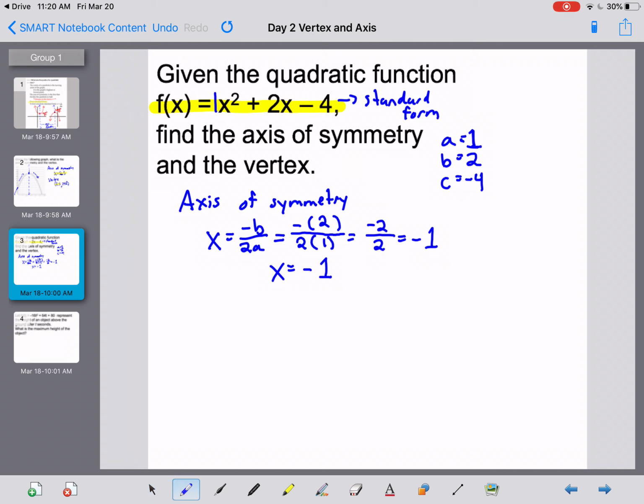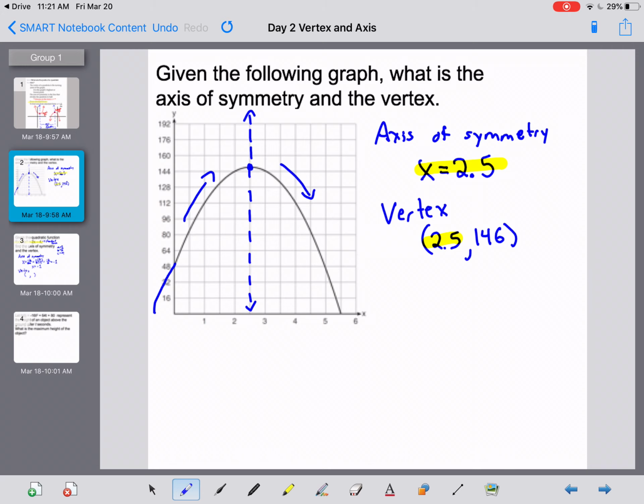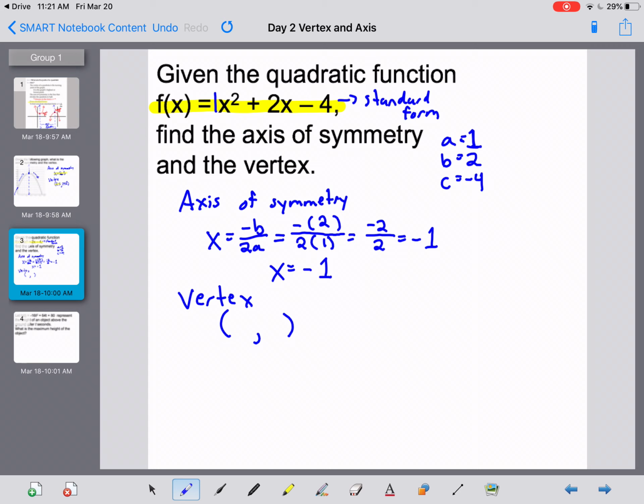Now I also have to find my vertex. My vertex is always going to be a point. If I look back at my previous problem, I remember that my axis of symmetry number and the x value of my vertex are always the same. So since I have x equals negative 1 here, I know that the x value of my vertex is negative 1. Now I need to find the y value.